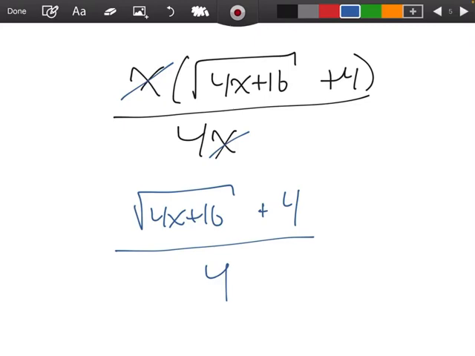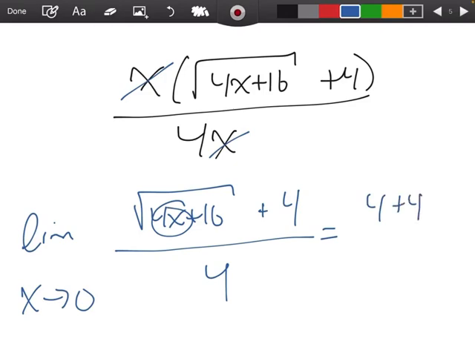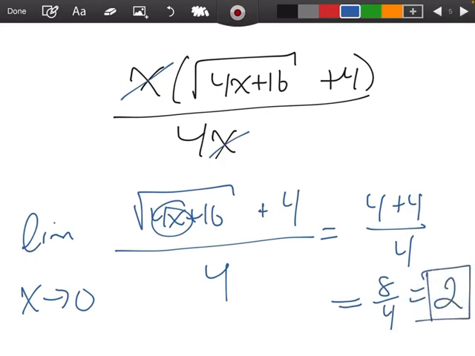All right. Now we were taking the limit as x approached 0. So let's go ahead and do a direct substitution. When we do a direct substitution, this piece is going to go away. So I'm going to be left with the square root of 16, which is 4, plus 4 over 4. So 4 plus 4 is 8 divided by 4. And my overall answer is just 2.